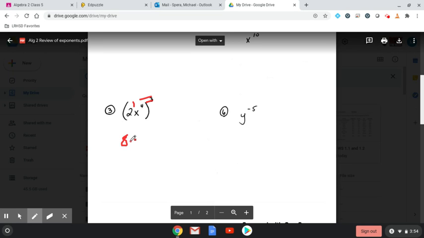And then it's x to the 4 times 3, which is 12. This is awful. All right. 8x to the 12th would be our final answer there.